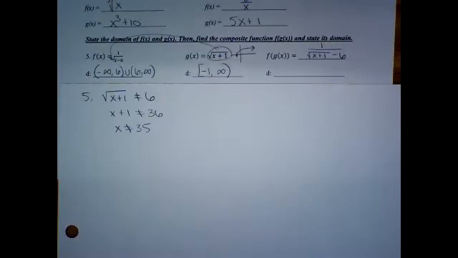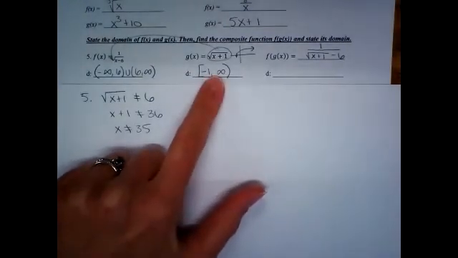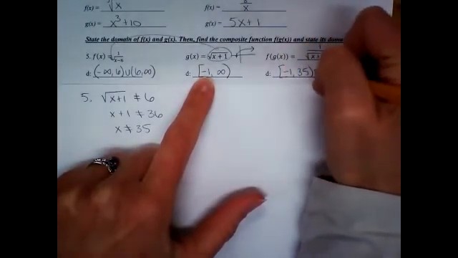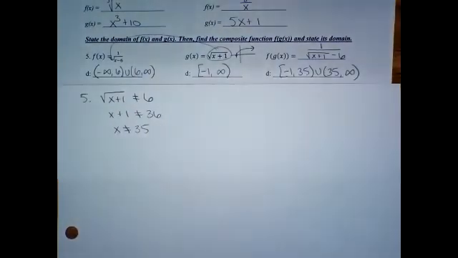Humor me for just a second, okay? Watch what happens when you plug in 35. 35 plus 1, square root of 36 minus 6. Right? So we're going to leave out 35, but remember, you're also stuck with this. So you have to begin with the -1. So it's going to be -1 to infinity, but leave out 35. Because whatever that inside function's domain restriction is, you're stuck with that too.